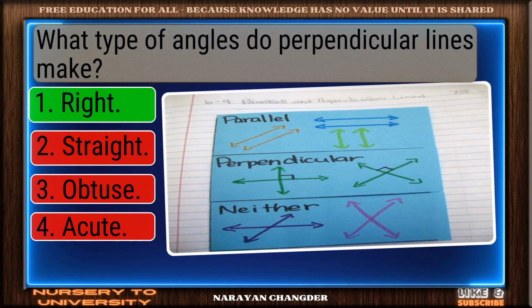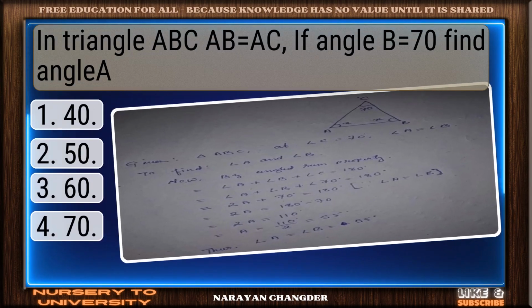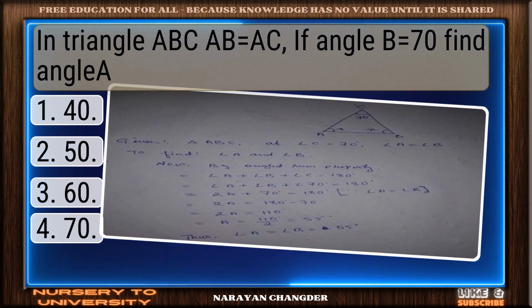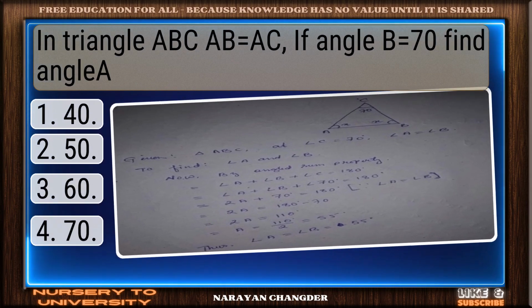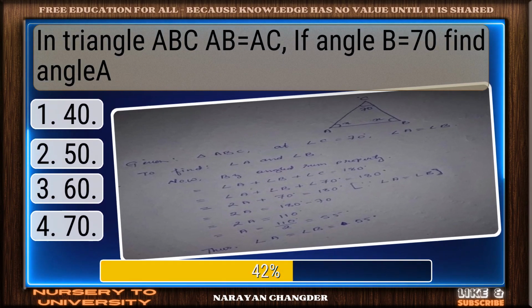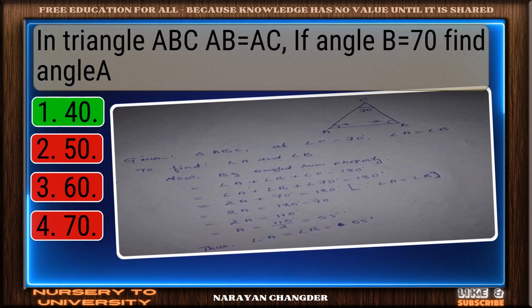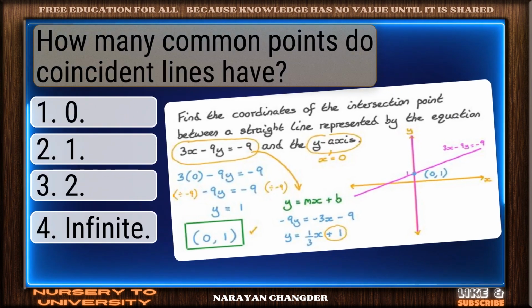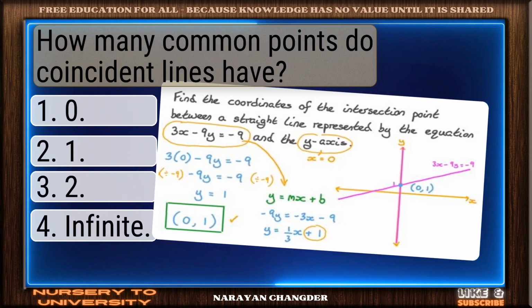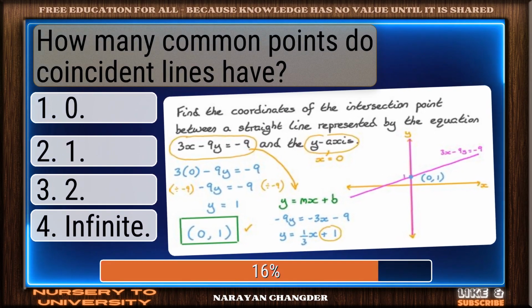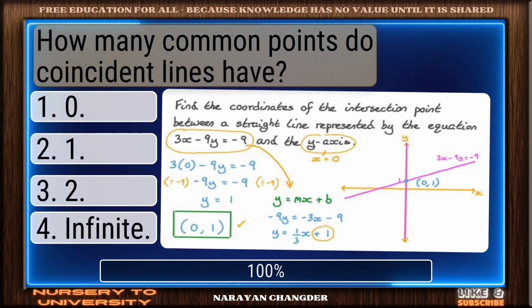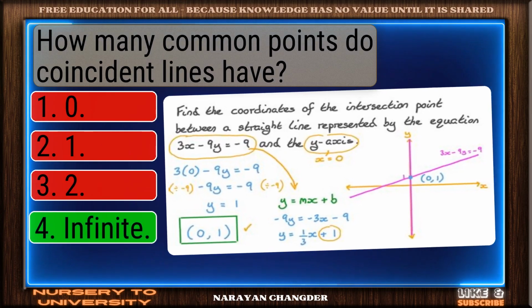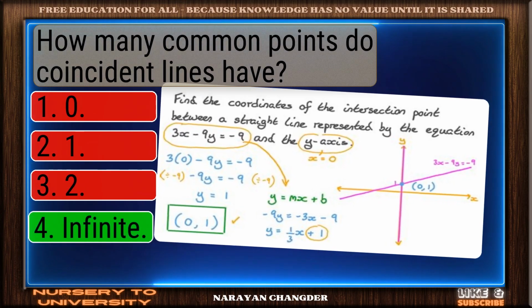Right is the answer. Question number 188. In triangle ABC, angle B is equal to 75 degrees. Good thinking. 40 is the right answer. Question number 189. How many common points do coincident lines have? Nice work. You chose infinite, and it is correct.